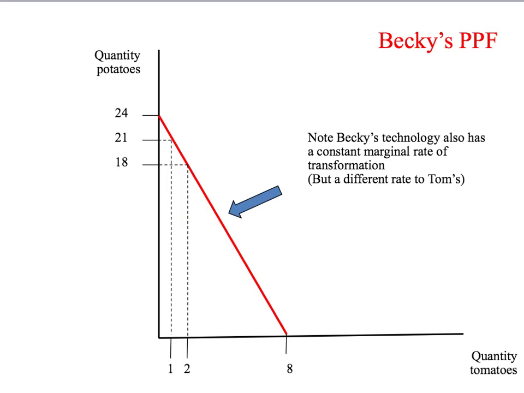Note that while Becky's production possibilities frontier looks a lot like Tom's, it's actually steeper than Tom's. Remember, Becky's opportunity cost of tomatoes is 3 kilograms of potatoes foregone. That's more than Tom's opportunity cost of tomatoes, which was 2 kilograms of potatoes foregone. So Becky's technology also has a constant marginal rate of transformation, but it's a different rate to Tom's.